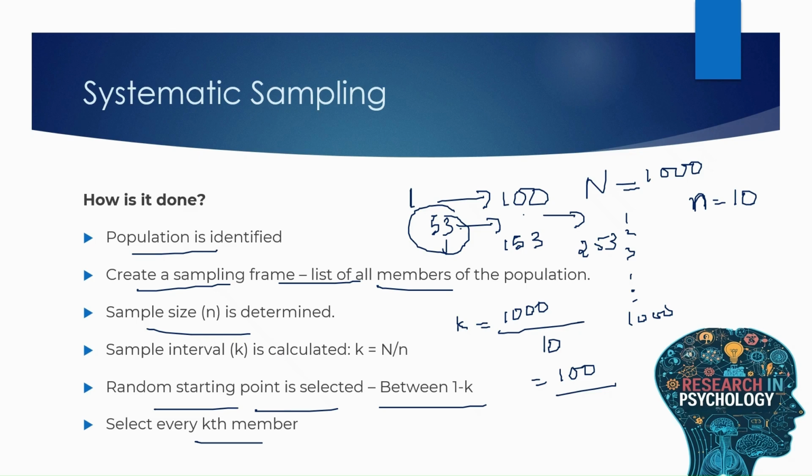Now where do I start from? Right? So I can choose the starting point from anywhere between 1 to k. My k is 100, right? So 1 to 100. So I can choose a simple random technique to choose any number from this 1 to 100. And whatever number I get, for example, I told you if I get 53, that would be my number one person, and then every 100th person or every kth person would be chosen to be in my sample. All right, I hope you understood this. This is called systematic sampling.